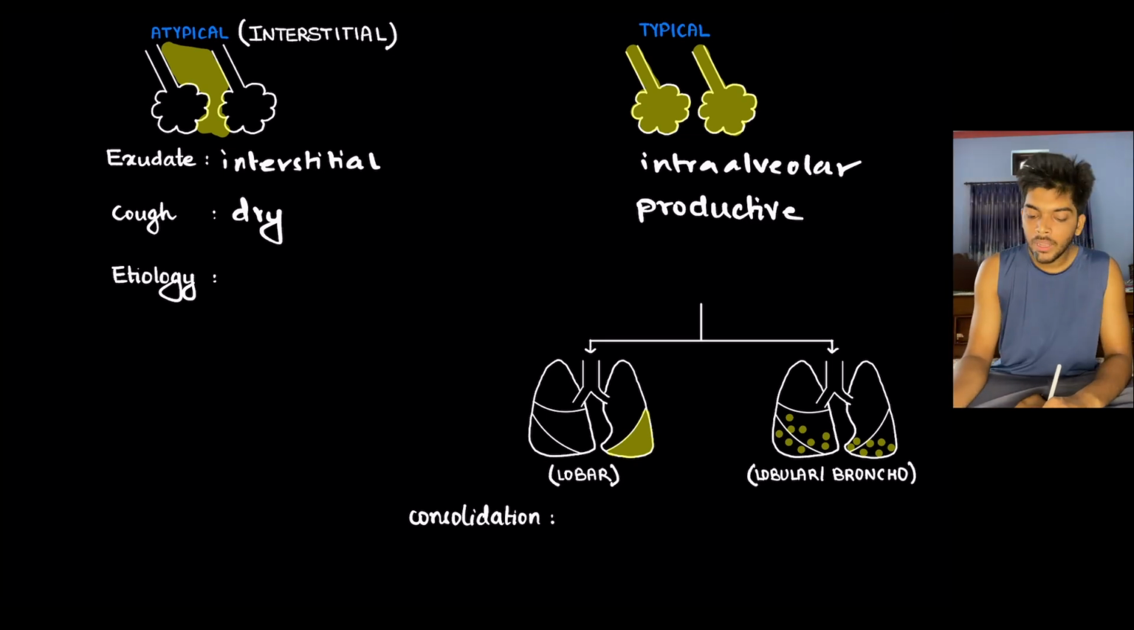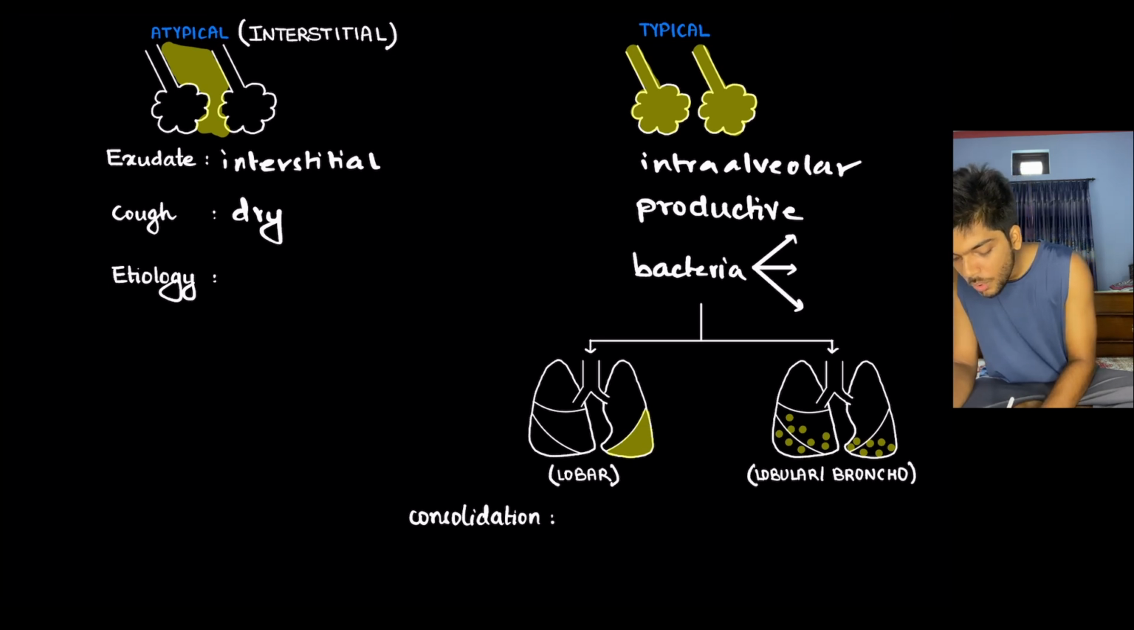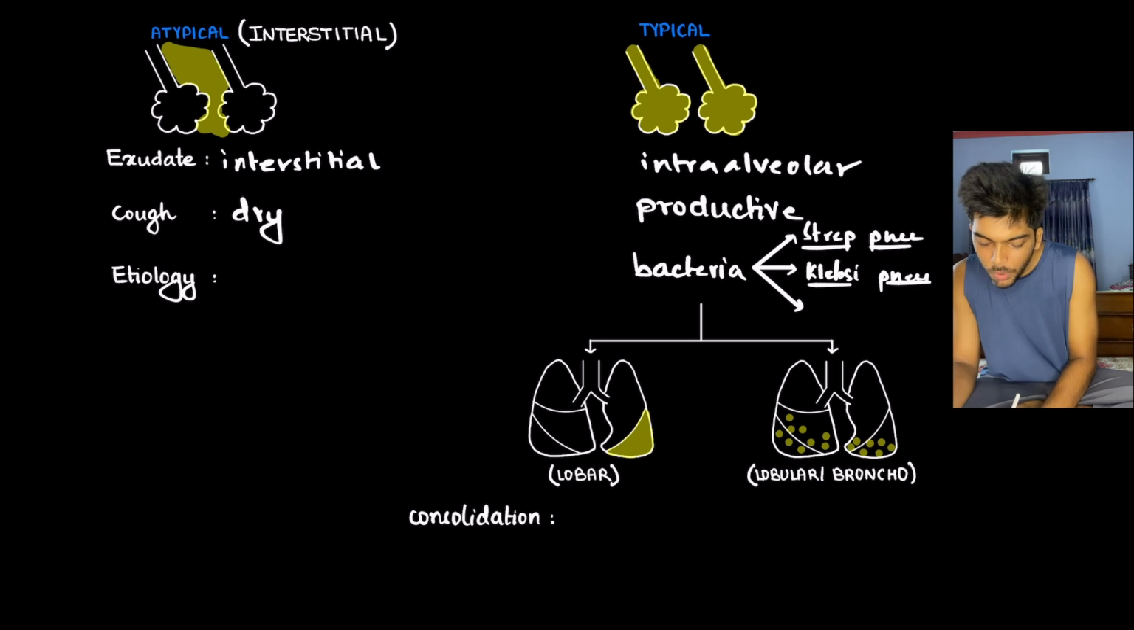Etiology. Typical pneumonia is due to bacteria. And there are three important bacteria that you need to know the name of. Remember the name of: Streptococcus pneumoniae, Klebsiella pneumoniae, Haemophilus influenzae.